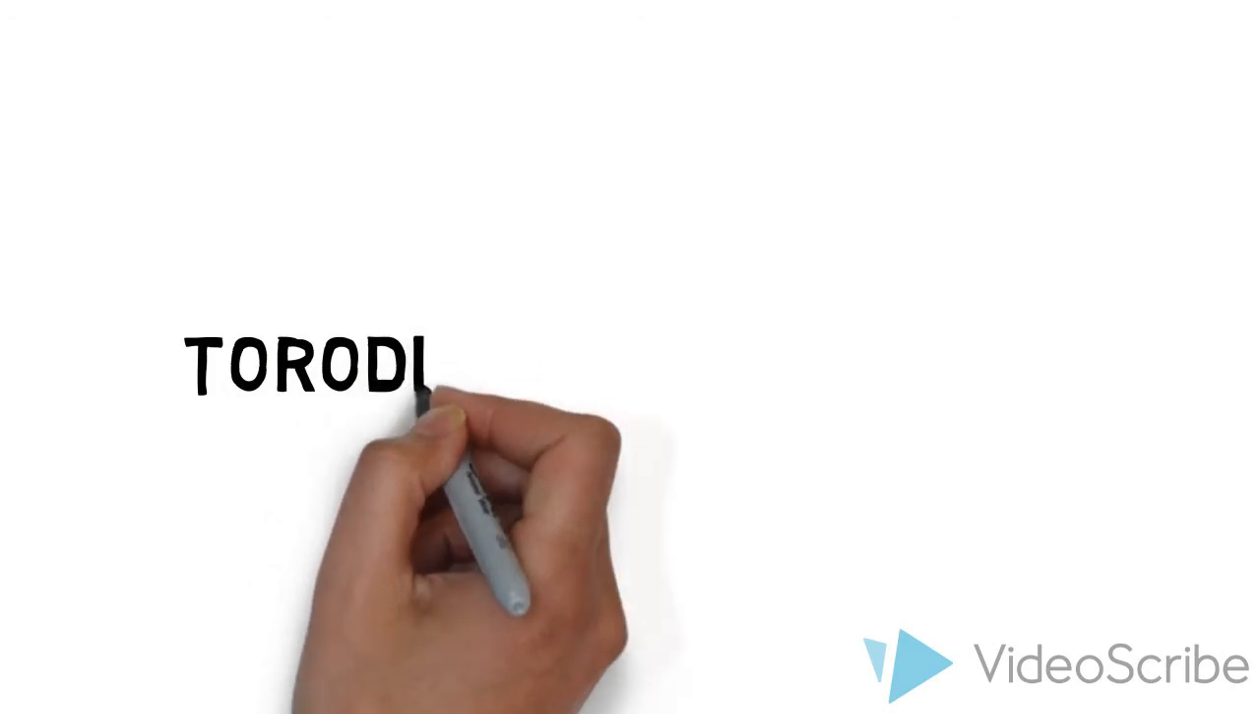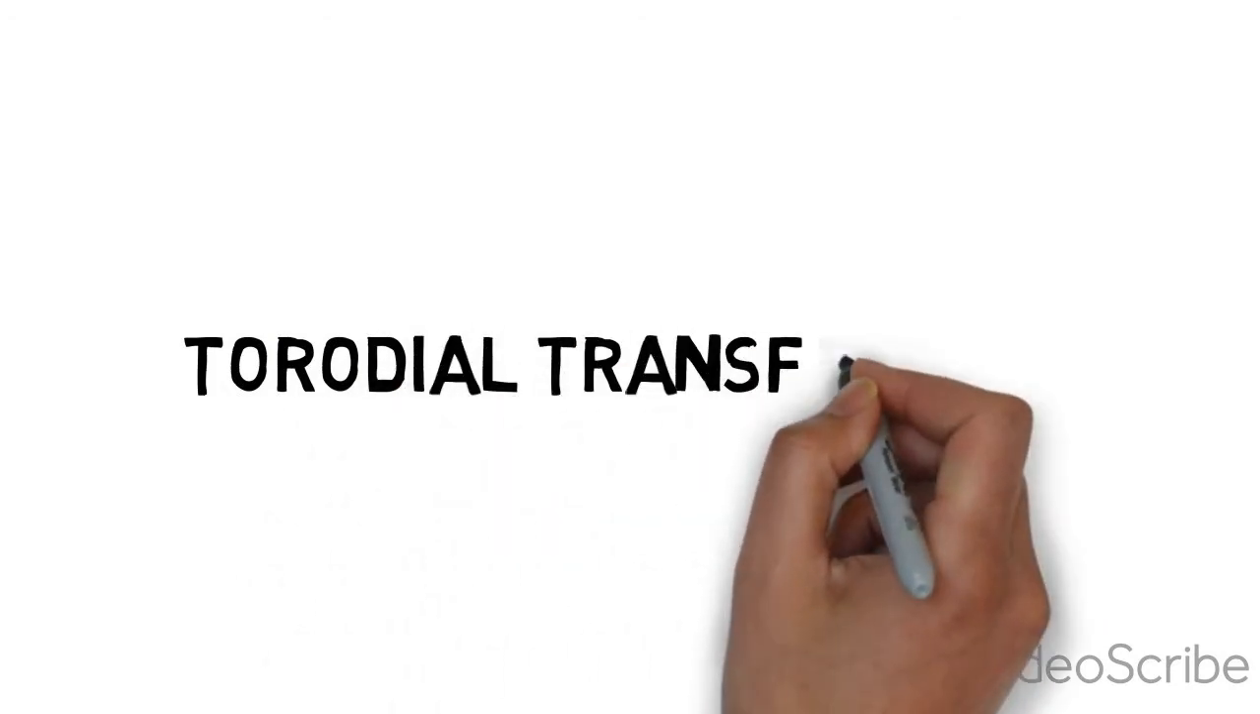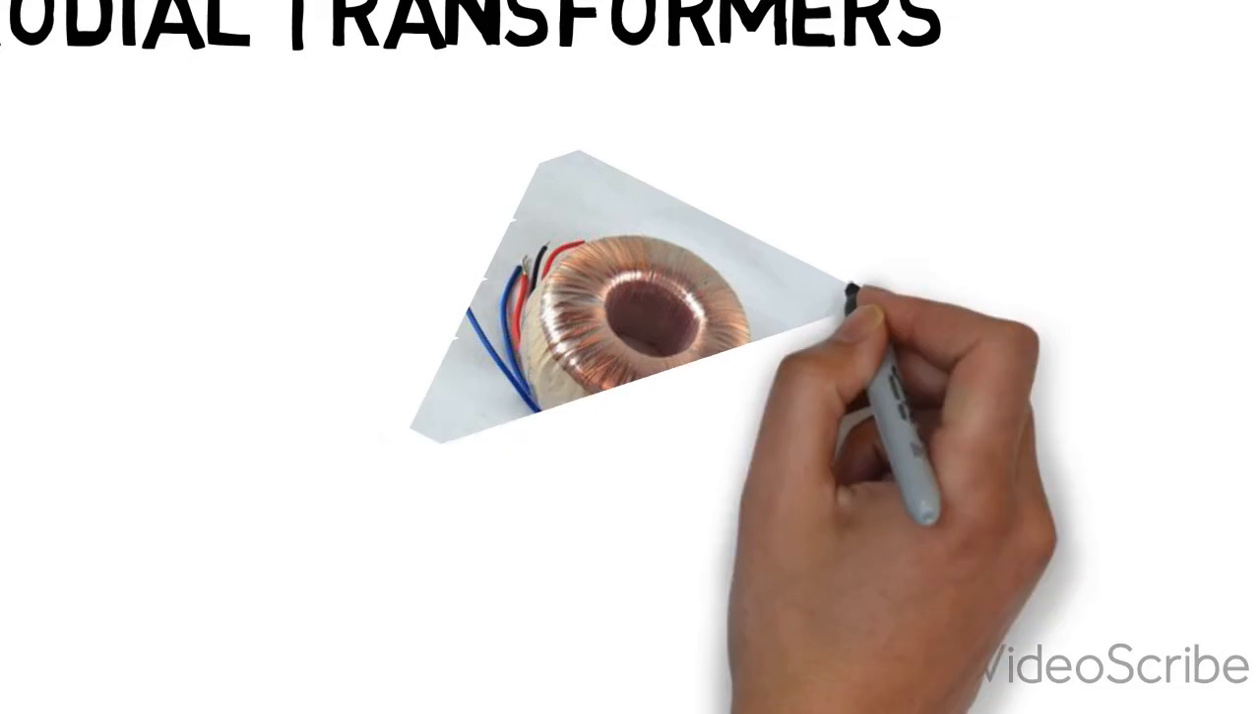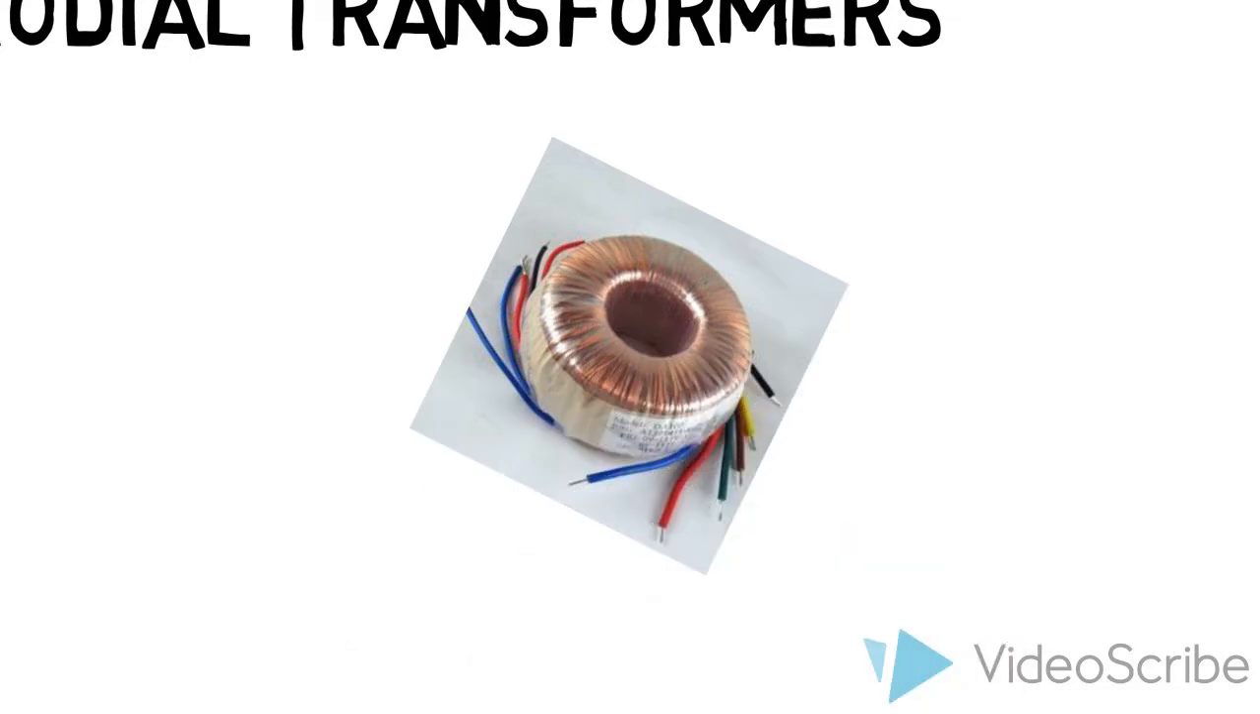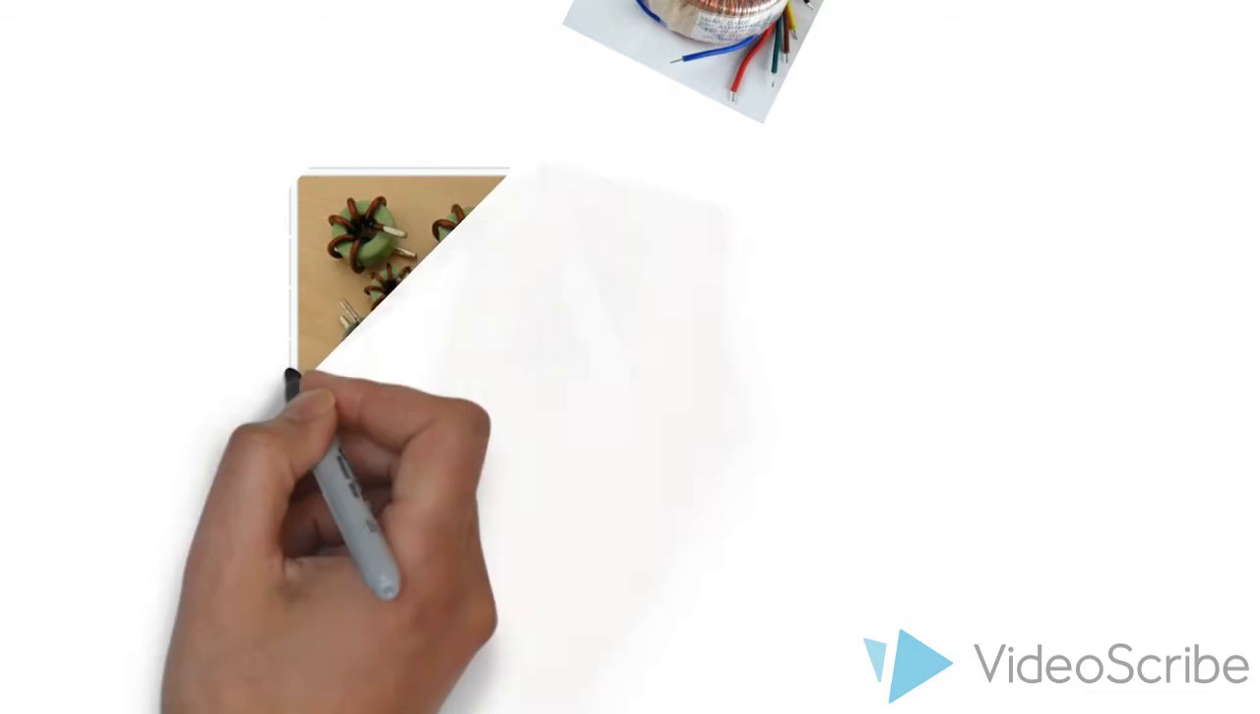Save me. Okay, so the last one I'll be talking about today will be toroidal transformers, which is a circular, donut-shaped transformer, which is the best shape because donuts are amazing. It is more effective than a traditional transformer because of its symmetry.